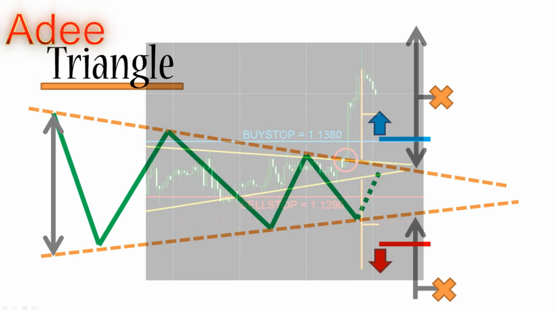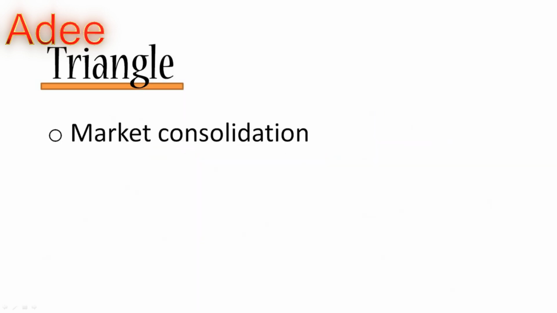So to sum up with the triangle, 3 main points. First of all, triangle means market consolidation, and it's one of those instruments of technical analysis that can actually picture the psychology of traders on the chart.